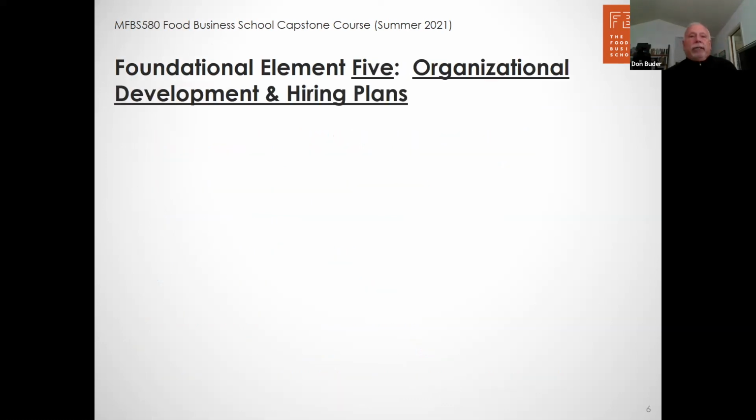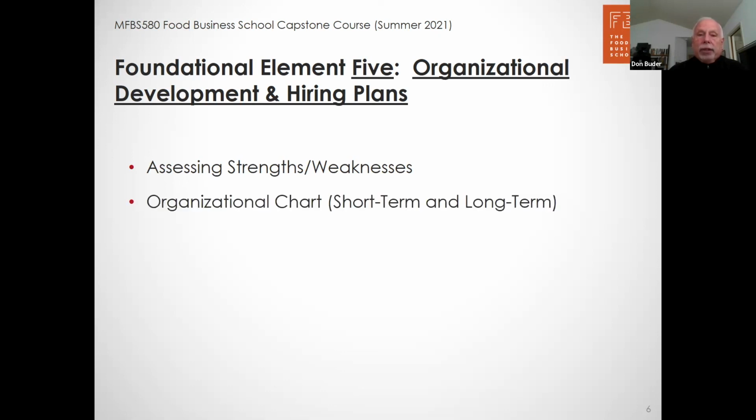The fifth foundational element we're calling organizational development and hiring plans. This is about how you build a team. This first step is always about assessing your own strengths and weaknesses and where you feel you need support. In the areas of your strengths, that may not be your first hires, but in the areas of your weaknesses, that's where we have to prioritize our hiring plan to make sure that you have people around you internally and externally who can help you run and build the business.